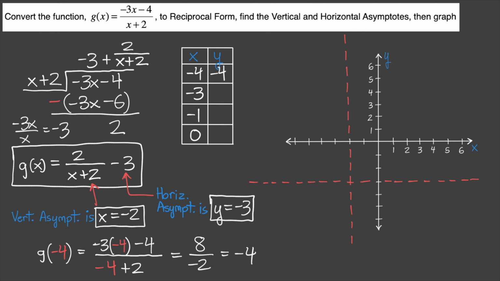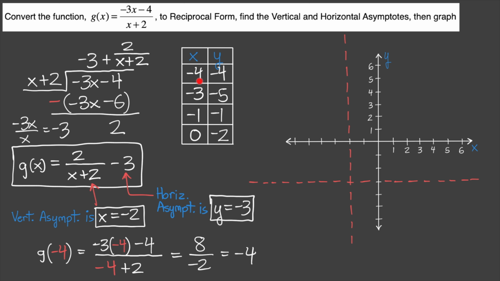So -4, and then just to save time, I've plugged in these three values into the function on my own time. So we'll plug those in here. So when I did that, I got -5, -1, and -2. All right, so now let's go ahead and graph these points and see what our graph looks like.